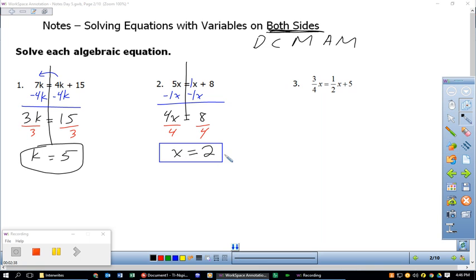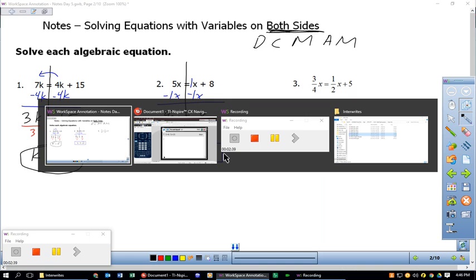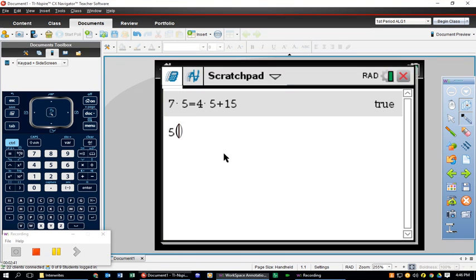Now, checking that, 5 times 2 equals 2 plus 8. And that is also true. So make sure you plug it into both places. Everywhere there is an x or a variable, put it there.